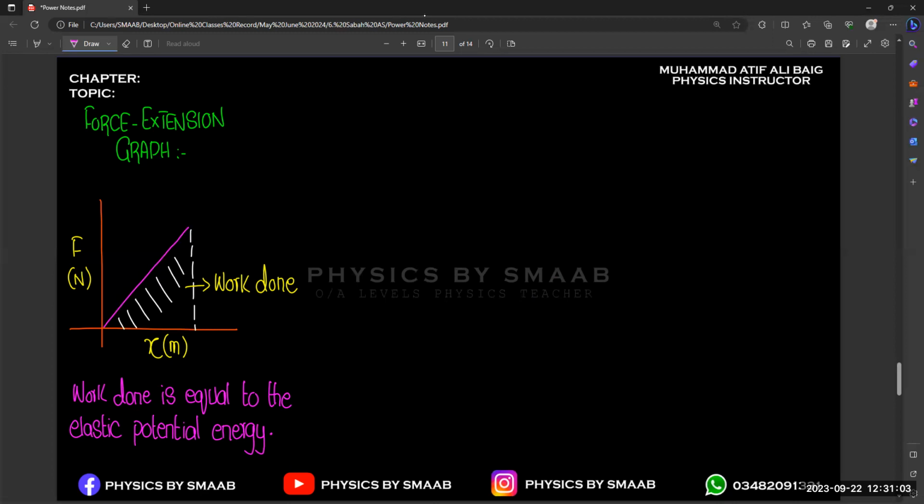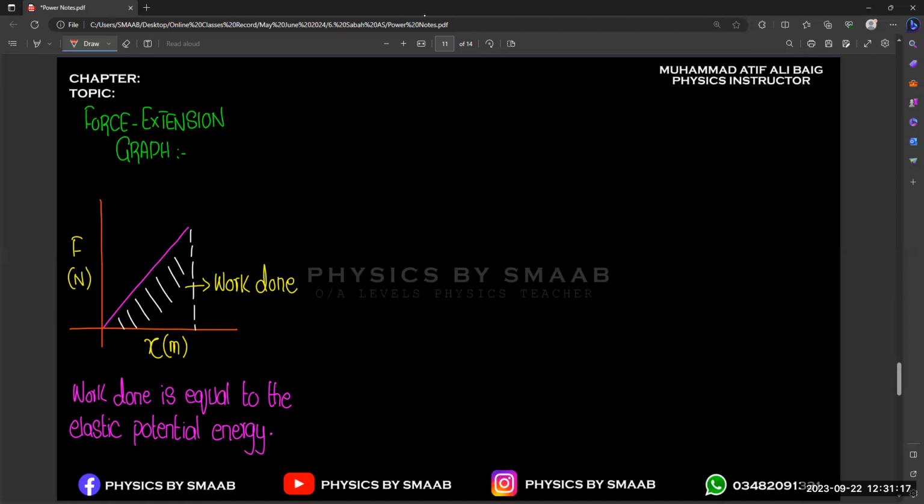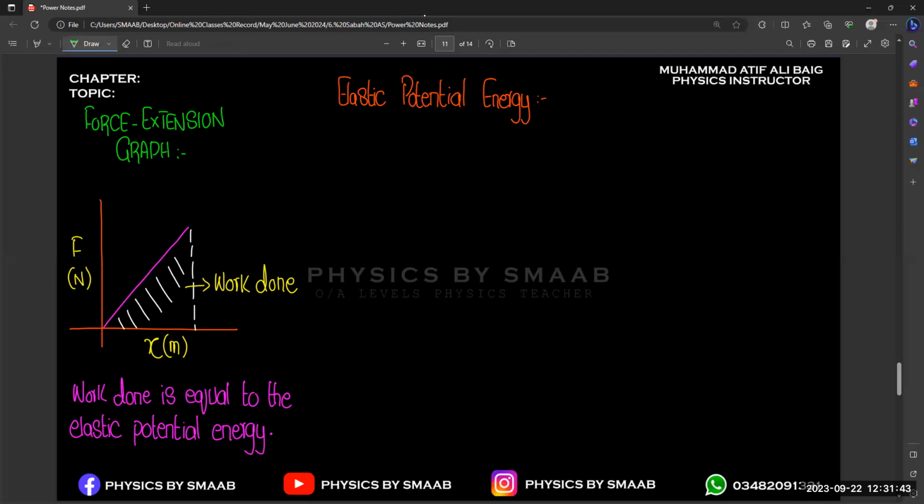So any confusion in this concept? No. And the last thing is the same. We know the concept of elastic potential energy. We already discussed that elastic potential energy is equal to, if you remember that formula, half kx squared. Energy equals half kx squared. Yes, because we already discussed that work done is equal to the energy stored elastically in the body.